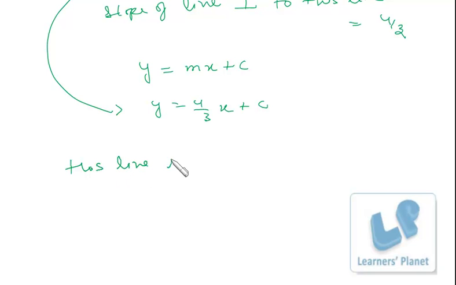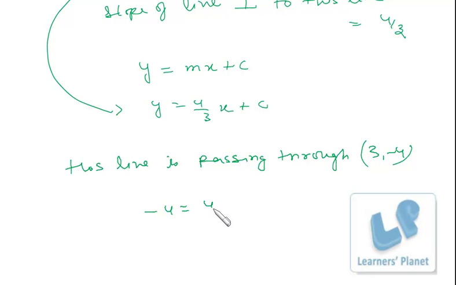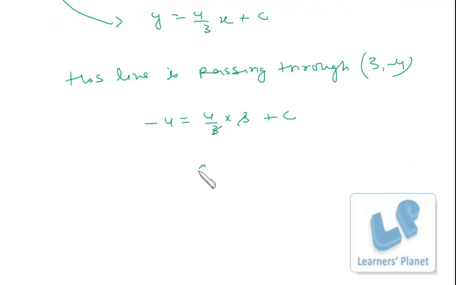This line is passing through 3 and minus 4. So if this line is passing through 3 and minus 4, then this point should satisfy this line. So y, minus 4, is equal to 4 upon 3, x is 3, plus c. Okay, so c is equal to minus 8.